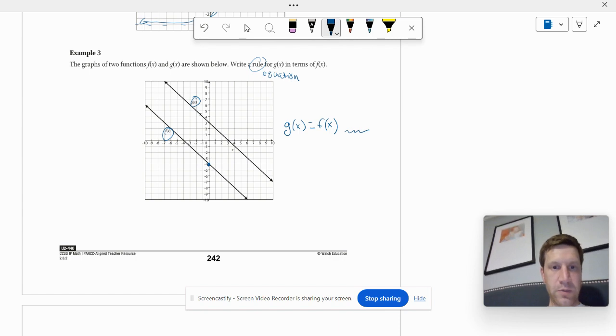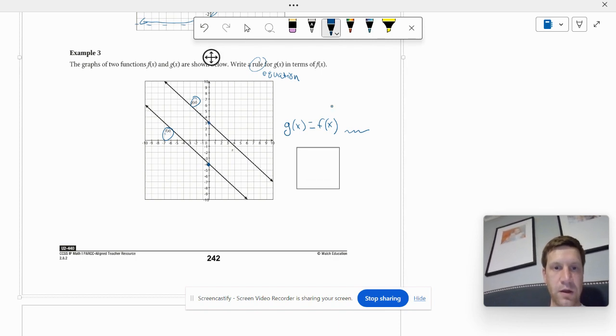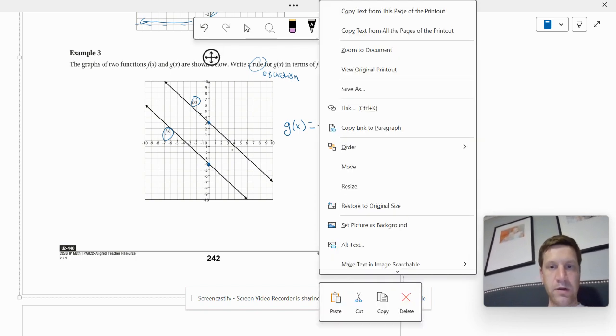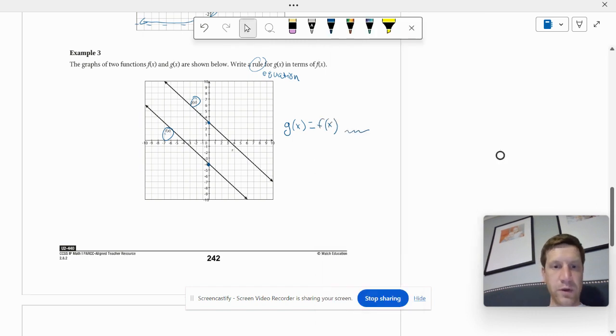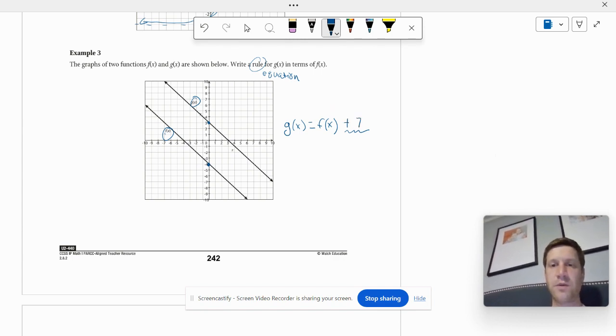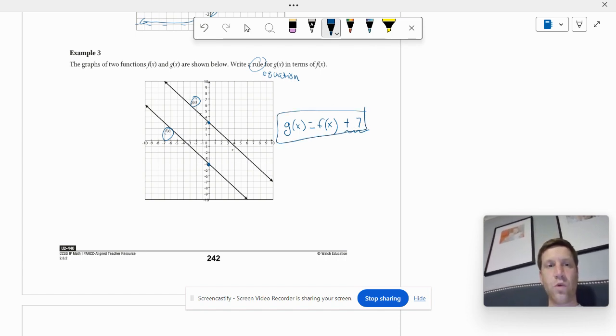So let's pick a point on f of x. Let's pick that corresponding point on g of x. And I need to go up 1, 2, 3, 4, 5, 6, 7 units. So g of x is the same as f of x, but it would need to be shifted up 7. So that's how I write a rule.